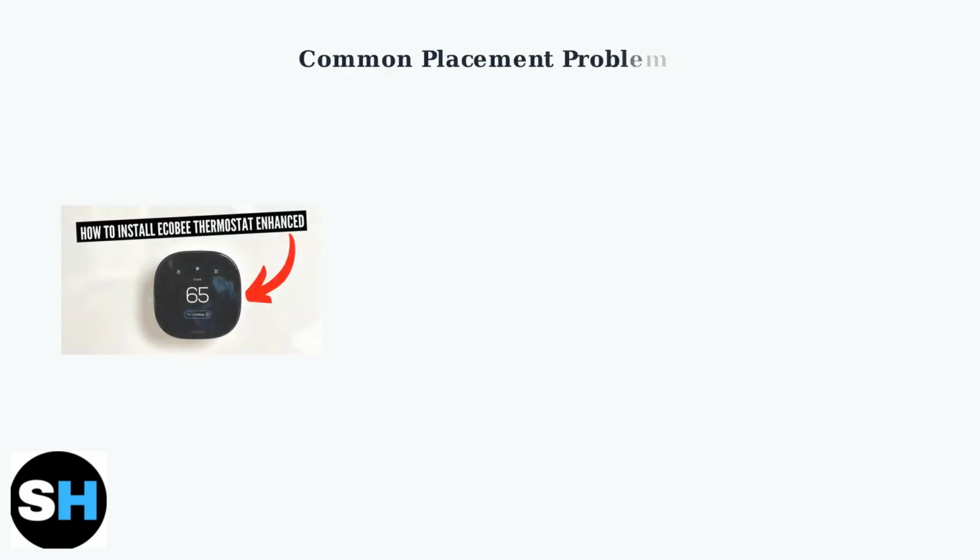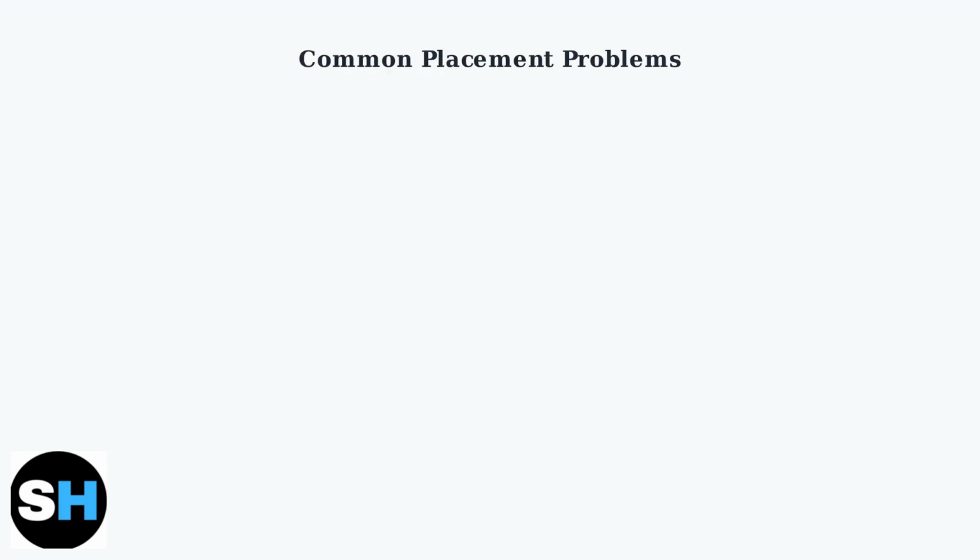If your Ecobee shows inaccurate temperature readings, the most common cause is improper placement. Let's identify and fix these issues. Avoid placing your thermostat in direct sunlight, near drafts, or close to heat sources like vents, fireplaces, or appliances. These factors can cause false temperature readings.